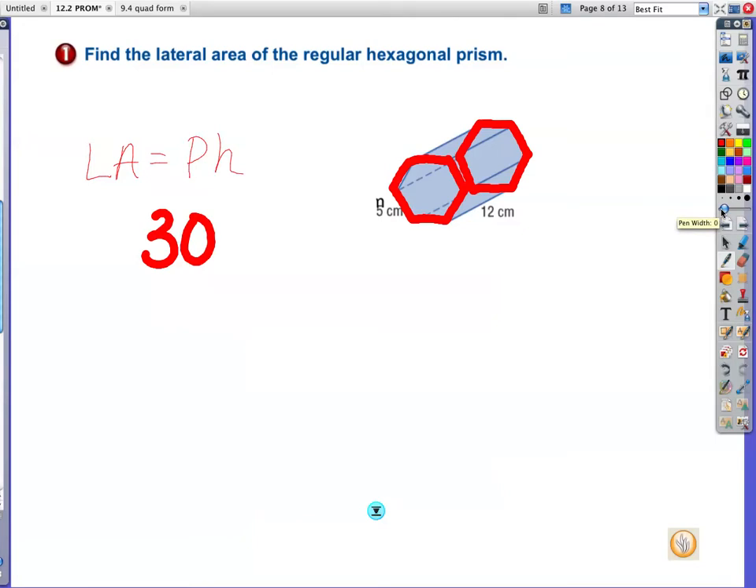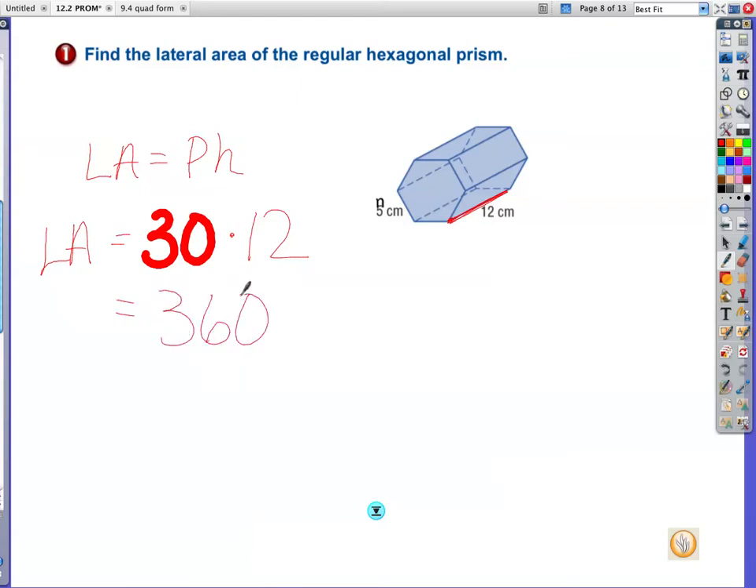And the height is how tall this figure is. So from here to here is considered to be the height. And the height is 12. Isn't that weird? My marker there. So now I'm going to take 30 times 12, and I'm going to have 360. This is an area, so I'm going to say centimeters, and that centimeters is going to be squared.